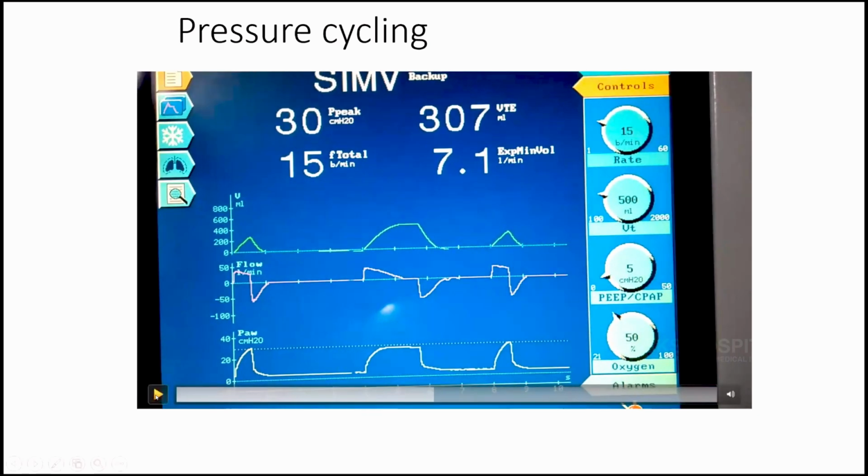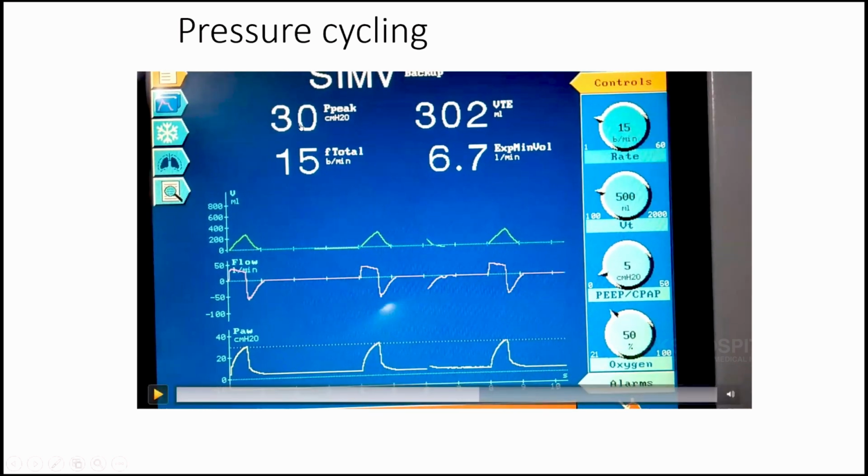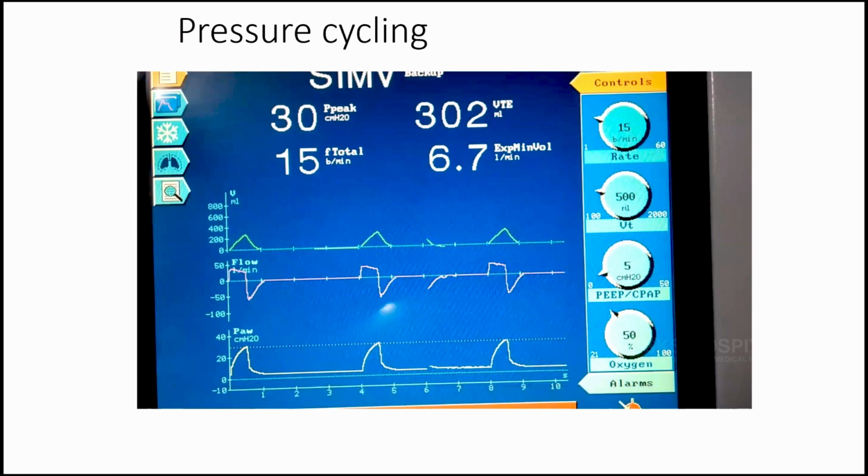So you can see that what is happening here is the airway pressure has gone up to 30 centimeters. The moment the airway pressure goes to 30 centimeters, the tidal volume starts dropping. You can see the inspiration has become shorter. So this is pressure cycling. Pressure cycling can also affect the synchrony between the patient and the ventilator. This patient is very deeply sedated, so he's not responding to that. But if he's lightly sedated, he is very likely to become tachypneic because his demand is not being met.